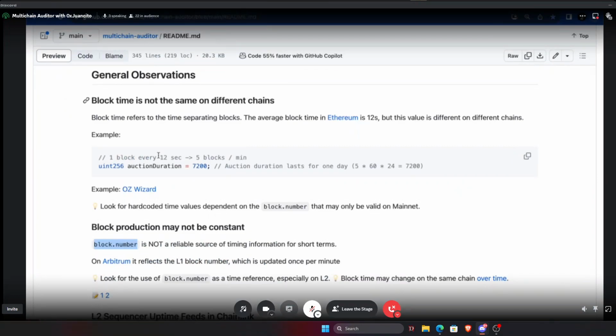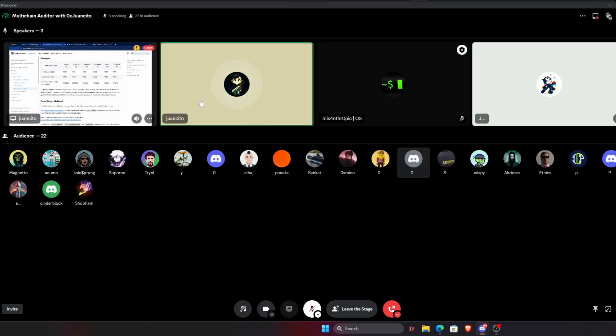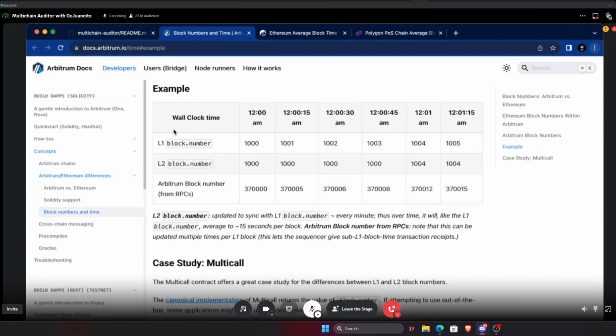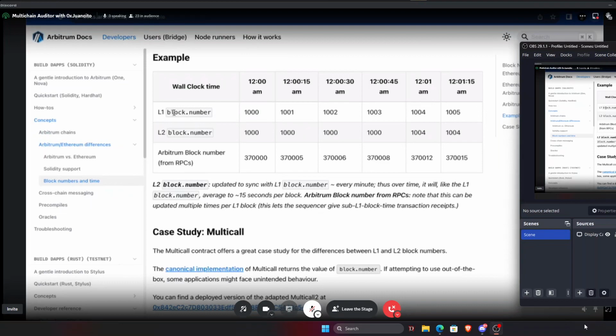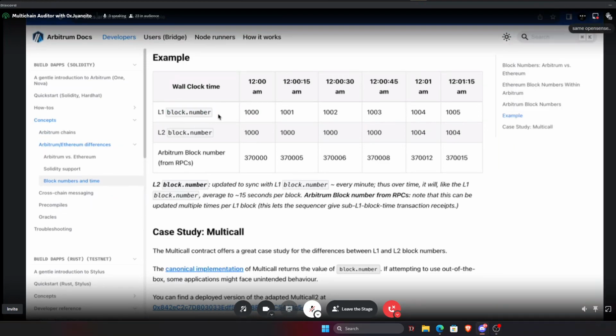The block number does not reflect the block number in Arbitrum. It reflects the block number in Ethereum. So that's kind of weird. If you check the block number as you usually do when you're performing some auction duration or something that's time related, you might find that the value is slightly different because it does not reflect the actual Arbitrum block number, but the Ethereum one. And it also behaves in a weird way because, as you can see in this table, the L1, so the Ethereum block number, is not updated every block. That's also some other difference. It's updated once per minute, I saw in the documentation.